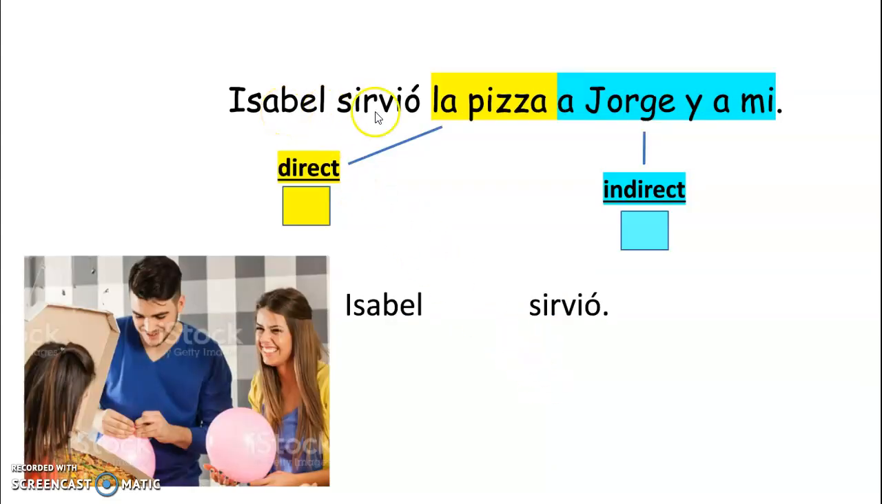Another example, Isabel sirvió la pizza a Jorge y a mí. So now Jorge and I are receiving the pizza. So it's a nosotros. So what are we receiving? La pizza. She's feminine singular. A Jorge, a mí is nos because it's nosotros. And then the correct order, Isabel nos la sirvió. To us, she served.